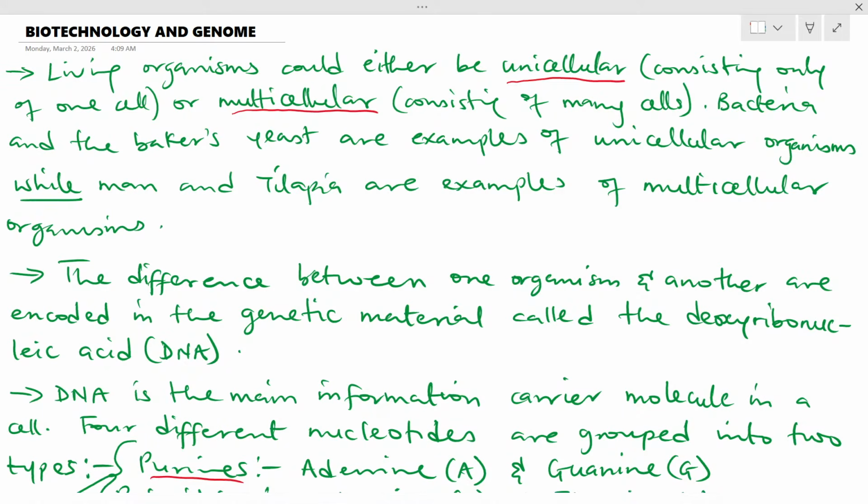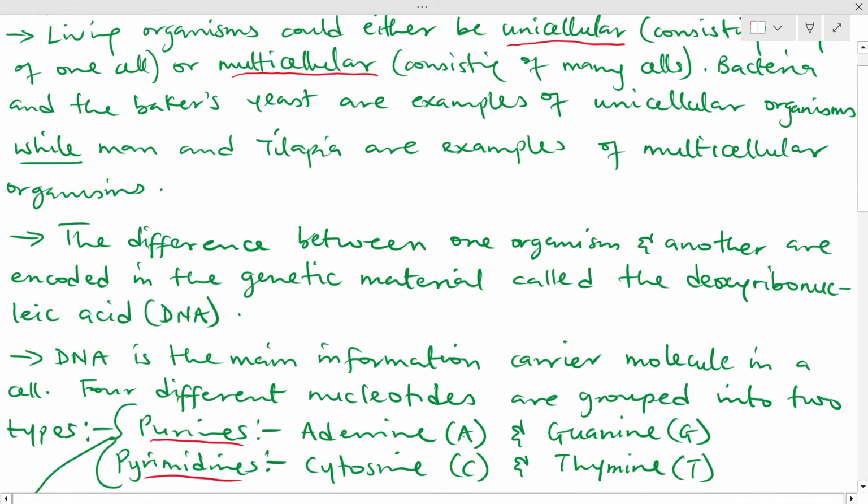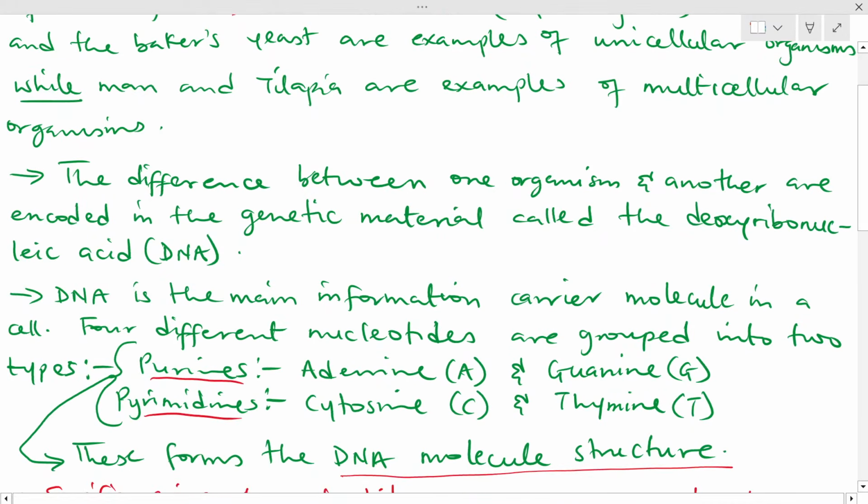Bacteria and yeast are examples of unicellular organisms, organisms that have just one cell. While man and tilapia fish, and of course other examples you could mention, monkeys, rats, are examples of multicellular organisms. Now, the difference between one organism and another is the encoding of the genetic material.